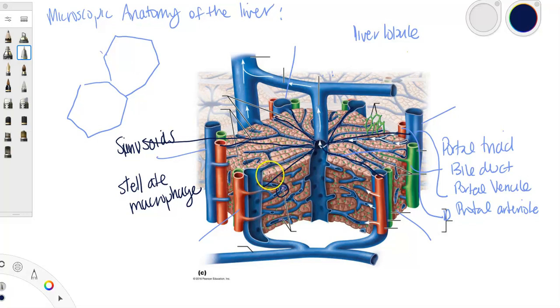And then on either side of these sinusoids are cells. And these cells are called hepatocytes. And they're oriented in these little plates. So there. So you can see them, they're kind of lined up, and then they sort of make little walls, but they call them plates of hepatocytes.